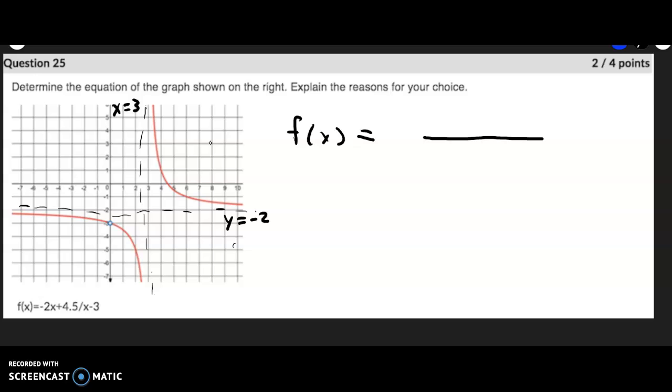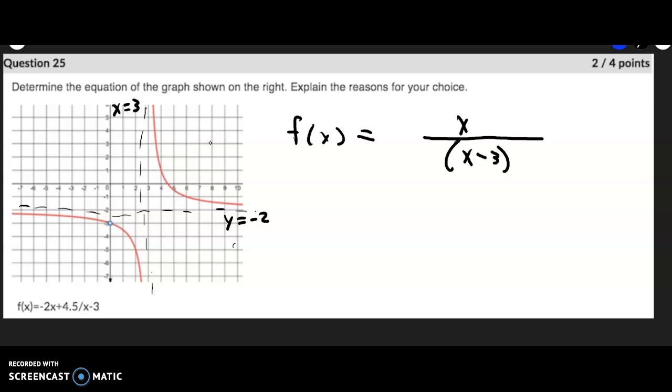So what you're going to want to do is have an x on the top, and you're going to need to have an x on the bottom, and we're going to need to account for the vertical asymptote first. So we know that x equals 3 is a non-permissible value, so that's why you'd have x minus 3 on the bottom as a root.